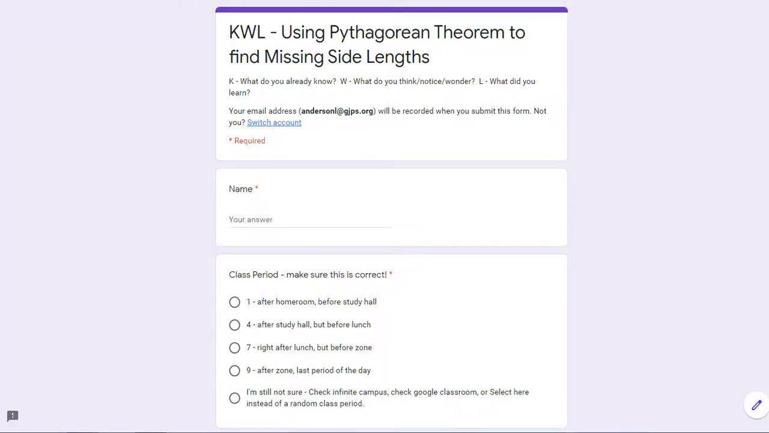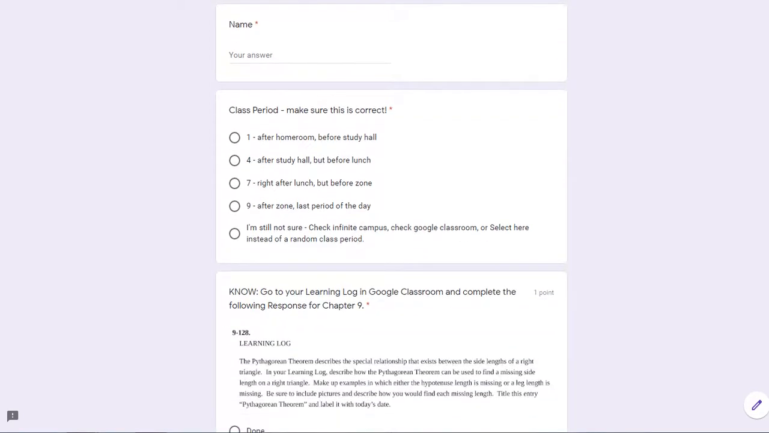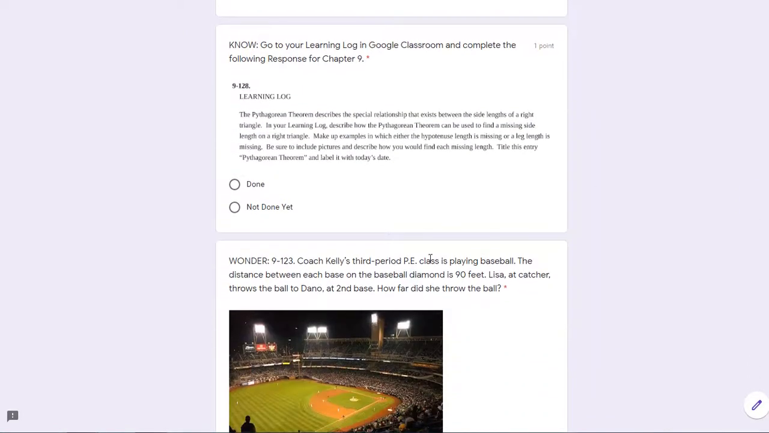I'm going to go over using the Pythagorean theorem to find the missing side length. Okay, so get your name filled in, get your class period filled in. Okay, take a look at the learning log to see if you've done it.